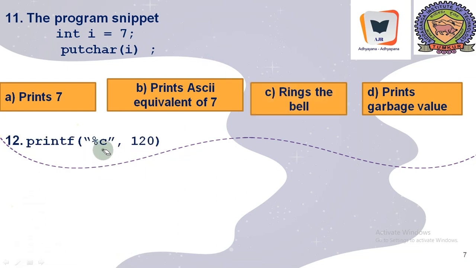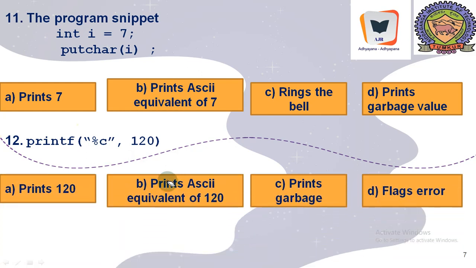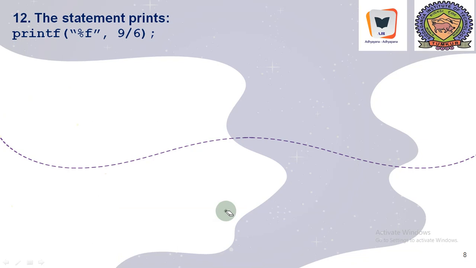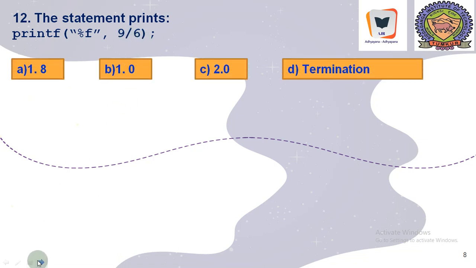Next, printf percentage c 120. As you might have guessed, it will never print 120. It prints the ASCII equivalent of 120. Therefore, that is the answer. Now, the statement printf percentage f of 9 by 6. 9 by 6 evaluates to 1 because it is integer division. Integer division leads to truncation. I have told this earlier. So 6 ones are 6, it cannot be 6 twos, so it should have been 1 point something, but that point something will be truncated.